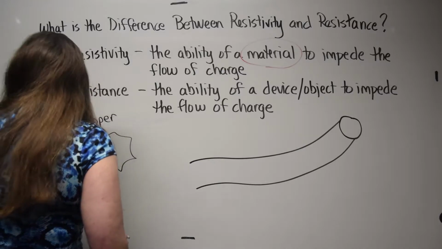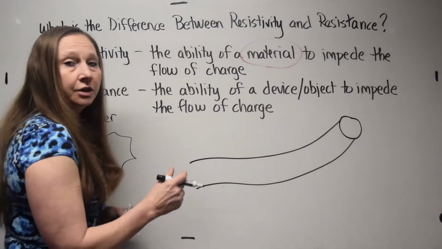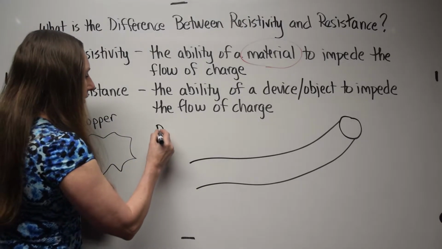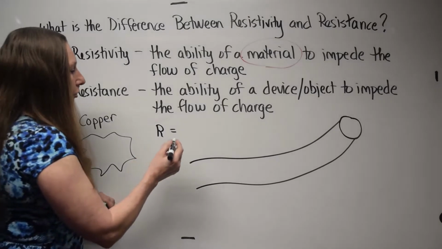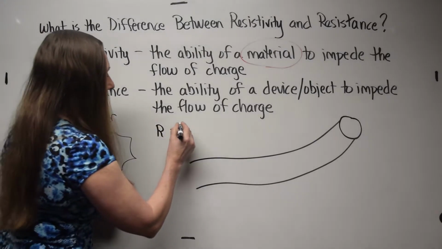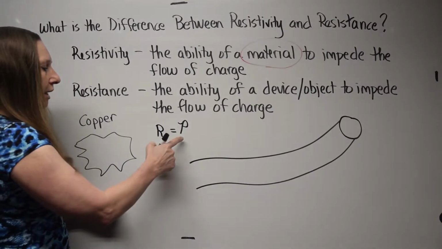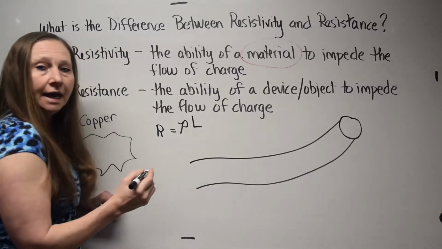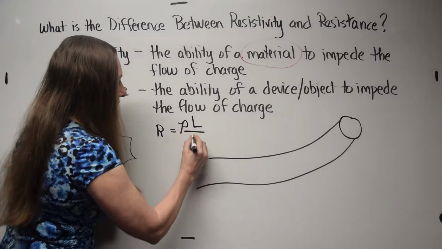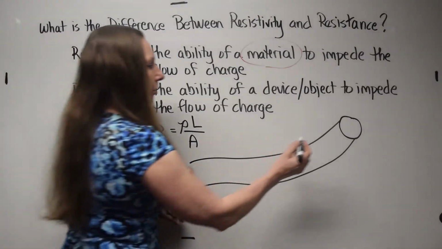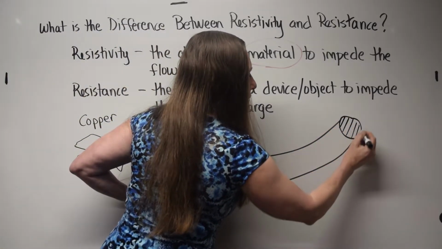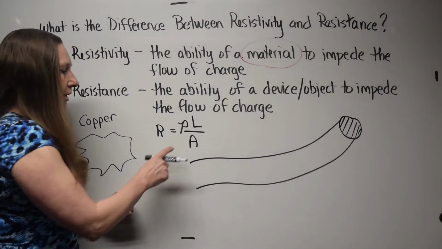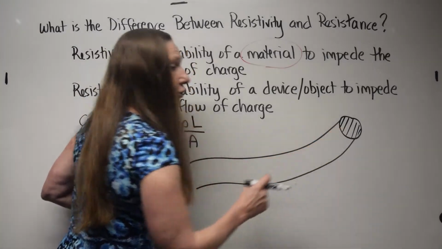Now, the way you calculate the resistance of a device or an object is to look at what the wire is made out of. The symbol for resistivity is the Greek letter rho. And you multiply that by the length of the piece of wire, and you divide by the cross-sectional area of the wire. In other words, the end of the wire shows that the cross-sectional area of the wire looks like a little circle. So down here you would put the area of that little circle.